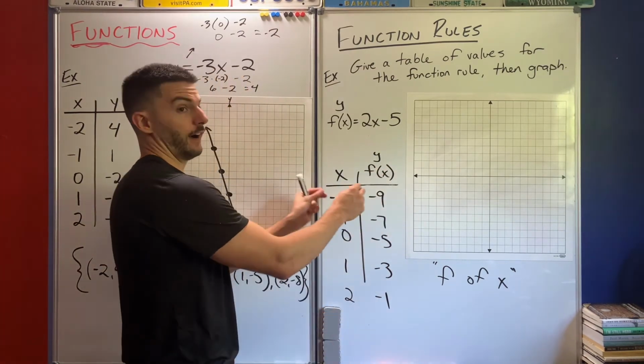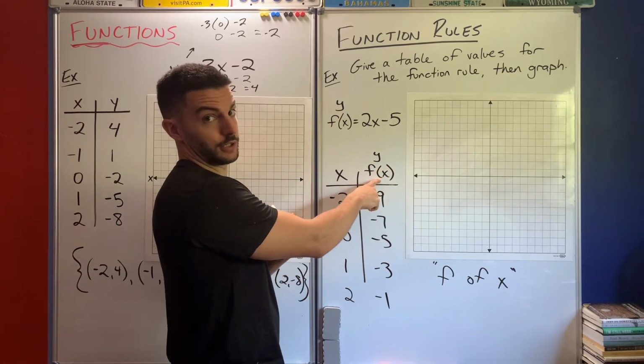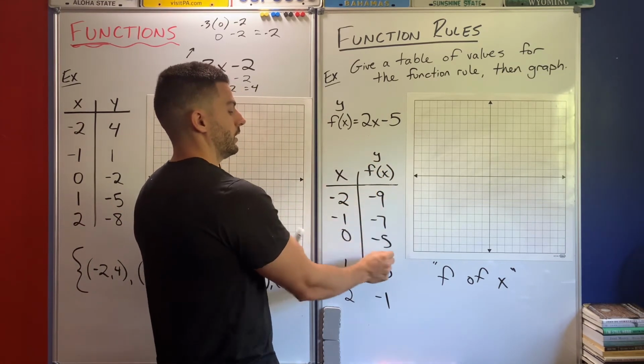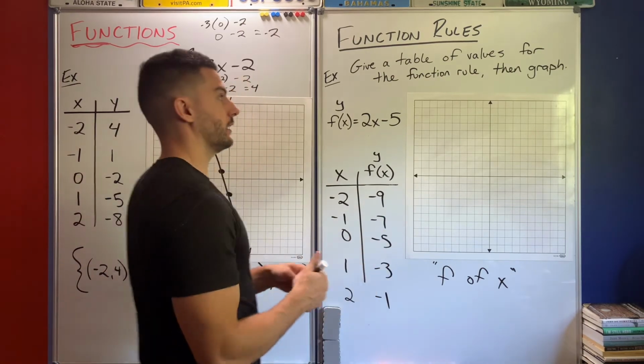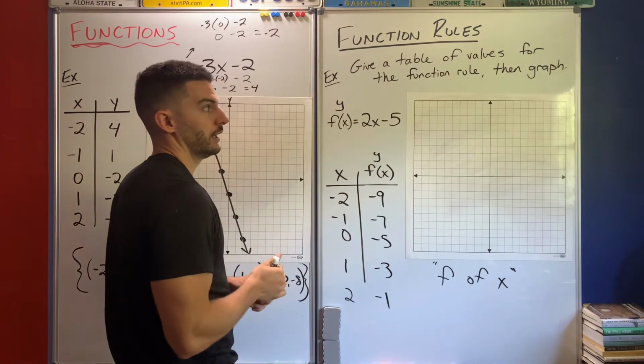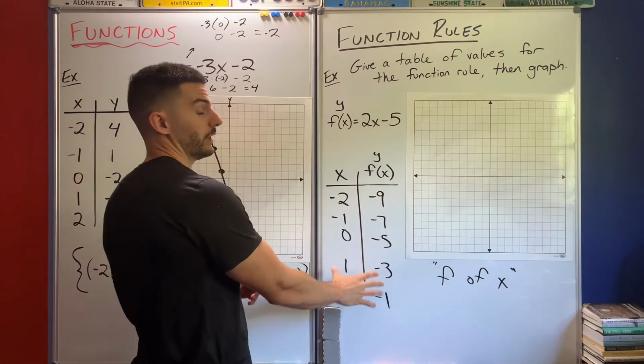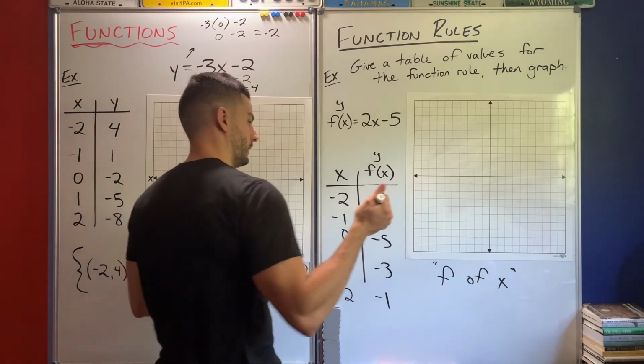I have 5 ordered pairs now, right? An x value that goes with a y value or an f of x value, okay? And so once I have that completed, I have my table of values for this function rule. And then now it's saying, then graph it, okay? So again, these are all points that I can graph on here, okay?